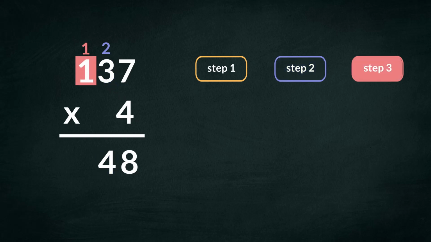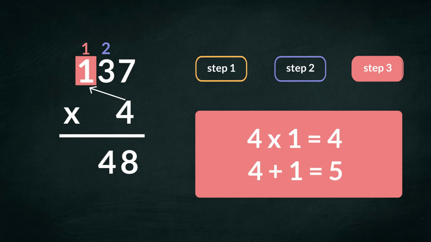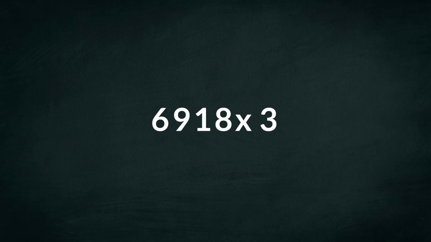In step 3, we need to multiply 4 by 1 and we'll get 4. With the extra 1 on top, we better add that in, right? 4 plus 1 equals 5. And look at that! We've got our answer! 137 times 4 equals 548. That wasn't too hard, was it? Do you feel a bit more confident now? Let's try the next problem.